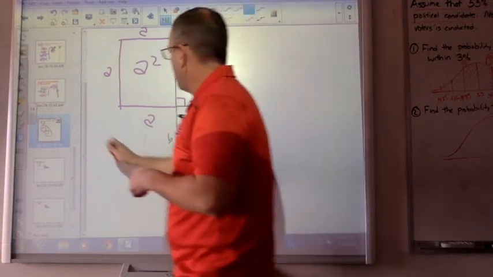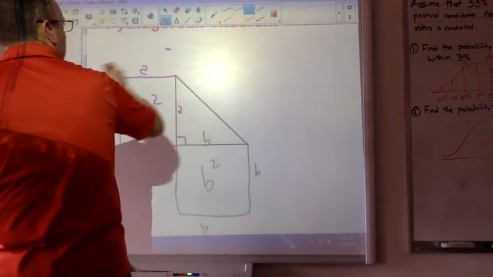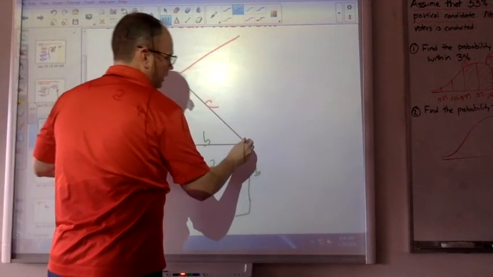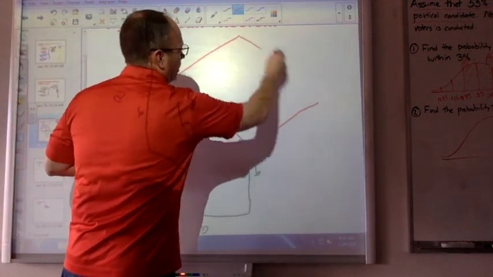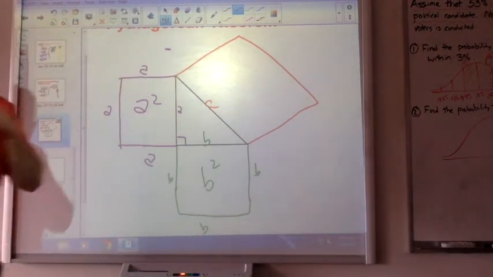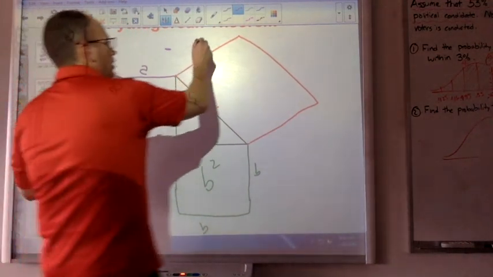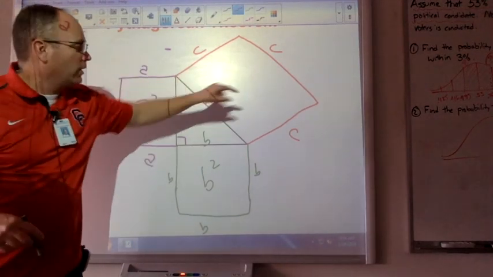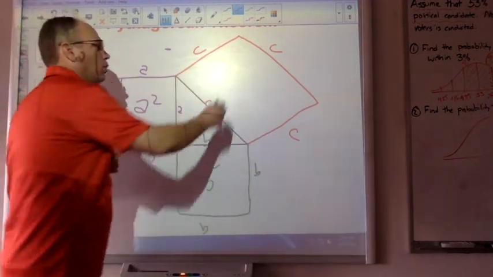And then I need to come up a smidge. And let's talk about this. This is side C. And so let's make this angle. Let's pretend this is actually a square. Let's pretend I'm really good at drawing. But this is a C by C by C squared. And if I were to find the area of this red square, it's C times C, which is C squared.